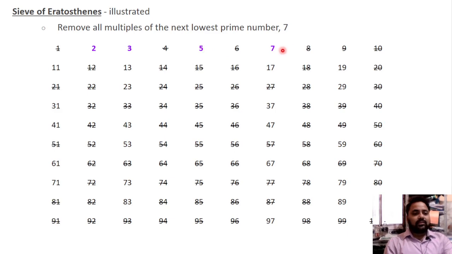And after 5, 7 is the lowest prime number. So here 7, 14, 21, 28, 35, 42, 49, 56, 63, 70, and so on. So here we have to remove all the multiples of 7.